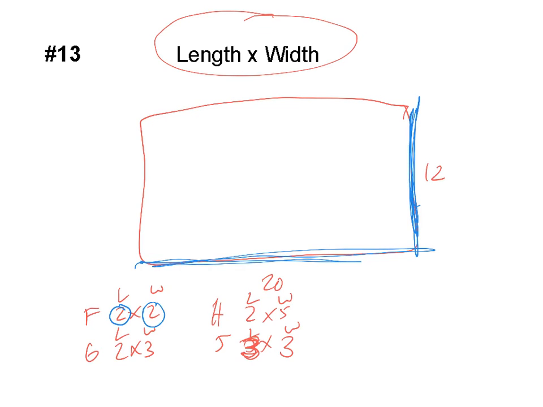How about G? Does G work? Can it have a length of 2? Well, yeah, because the length is 20 here, right? And 2 plus 2 plus 2 plus 2 plus 2 can eventually equal 20. And my width of this type of tile is 3. Can 3s eventually equal 12 to give us our width over here? Yeah, 3, 6, 9, 12, right? So that works. So we could have tiles that are 2 feet by 3 feet.